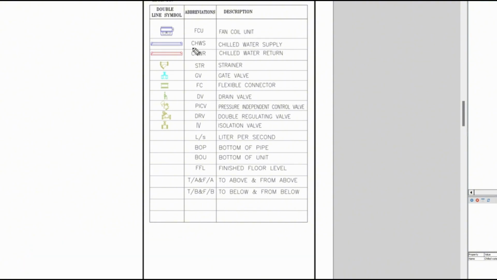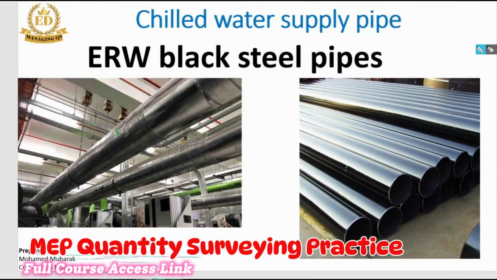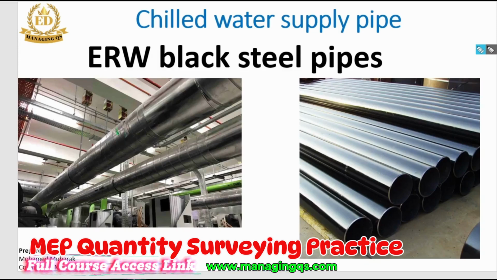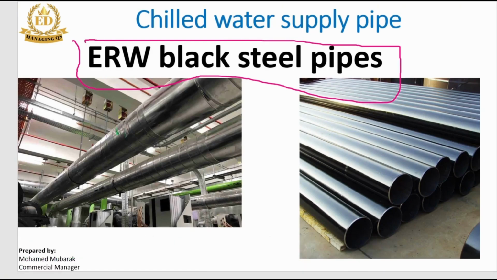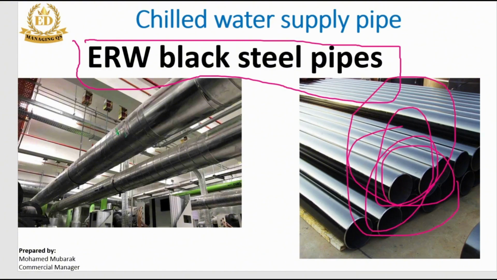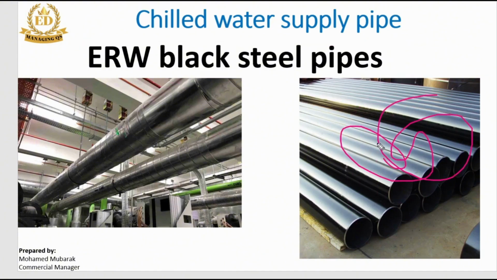Right, the second one you can see here is CHWS, meaning chill water supply, and CHWR, meaning chill water return. Okay, so there are two pipes available. In the drawing it is also clearly mentioned: the blue color is the supply, the red color is the return. Now I am going to show the chill water supply and return pipes. Generally we use ERW black steel pipe, so we have to remember this name. For the chill water supply and chill water return, we use ERW black steel pipes. This is the chill water supply and return pipe appearance, so just remember it.